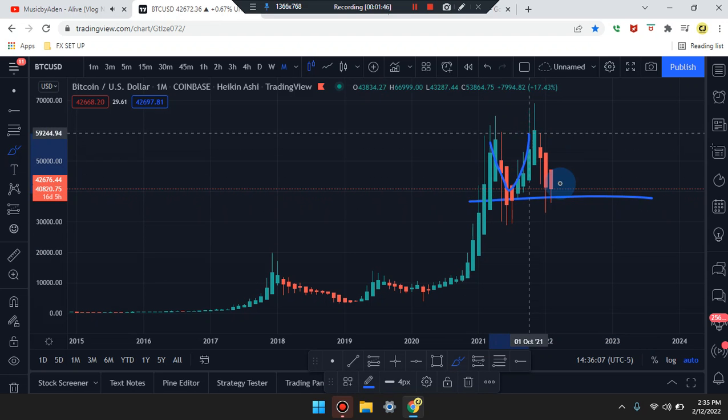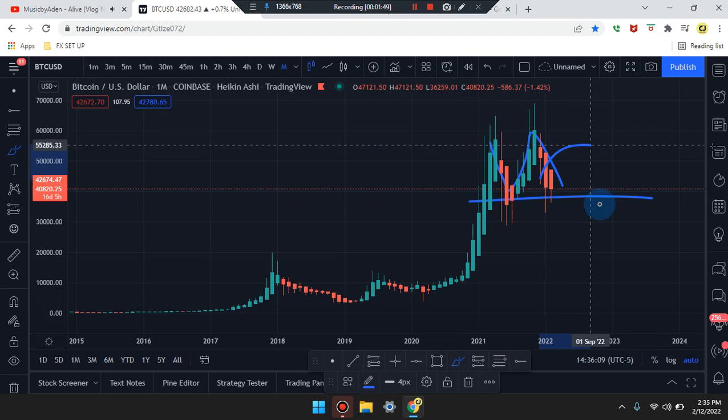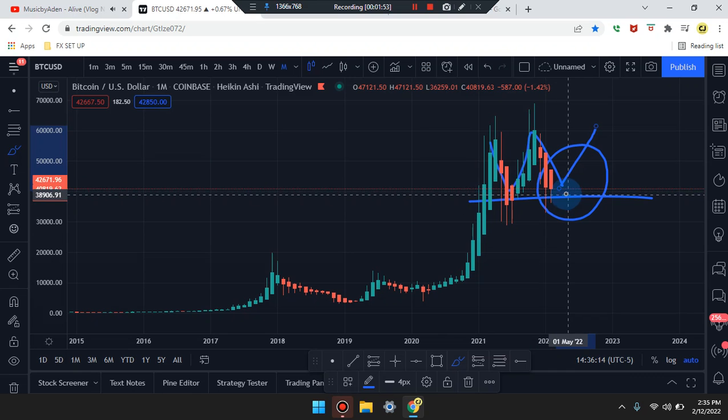We're looking at first leg, second leg, third leg, and we're looking for that pattern to identify itself in this area here, and then market pushes up. Okay, so to figure out the pattern, it's going to identify itself here.